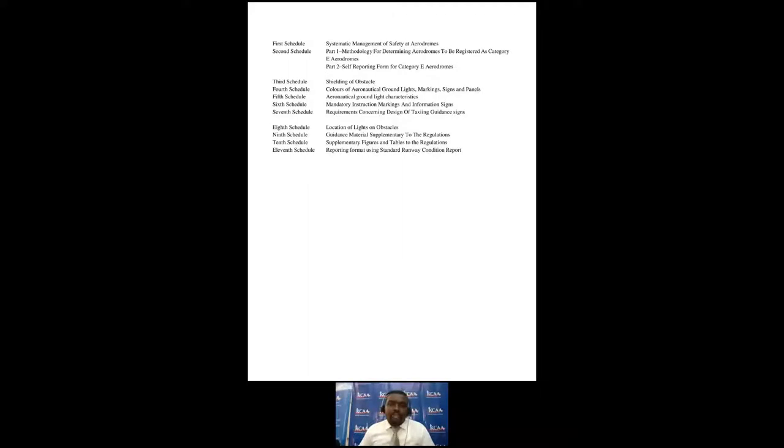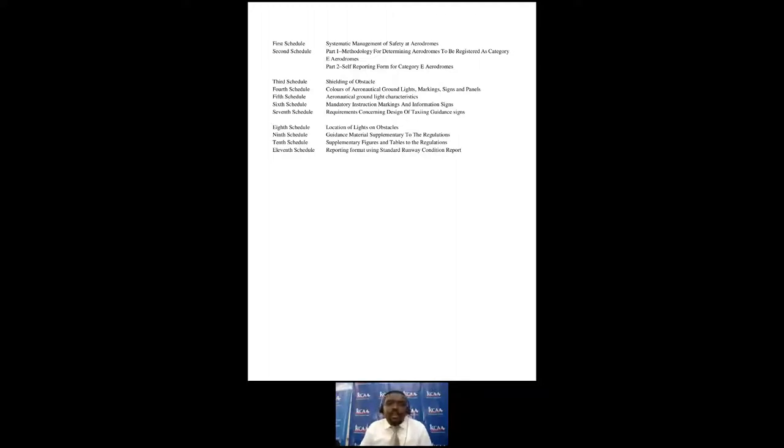Then we have schedules. The first schedule is the systematic management of safety at aerodromes. Then we have the second schedule, which is composed of two parts. Part one is methodology for determining aerodromes to be registered as category E aerodromes. And part two is the self-reporting form for category E aerodromes. Then we have shielding of obstacles as the third schedule.